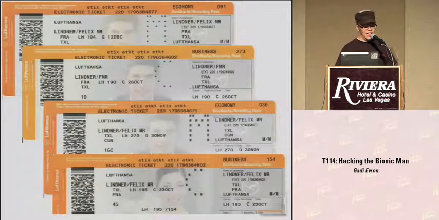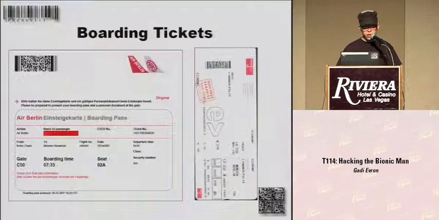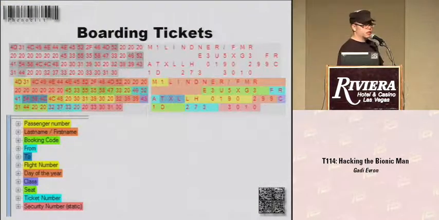I fly a lot, so these are barcodes from trips all over the place. Here's some more. I got all those, and then I decoded them. This is a tool I wrote myself for this barcode research, so I can color hex dumps and stuff. This is what I found in the barcode: a passenger number, last name, first name, booking code, from where you're flying to where you're flying, which flight number, the day of the year, in which class you're flying, what seat you have, what your ticket number is, and a security check number.